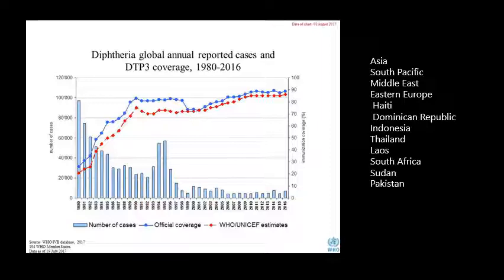All right, I'm going to go back a couple slides. The one slide that was earlier showed the difference between the number of cases of diphtheria before and after vaccination. You can really see how it dropped off. Okay.